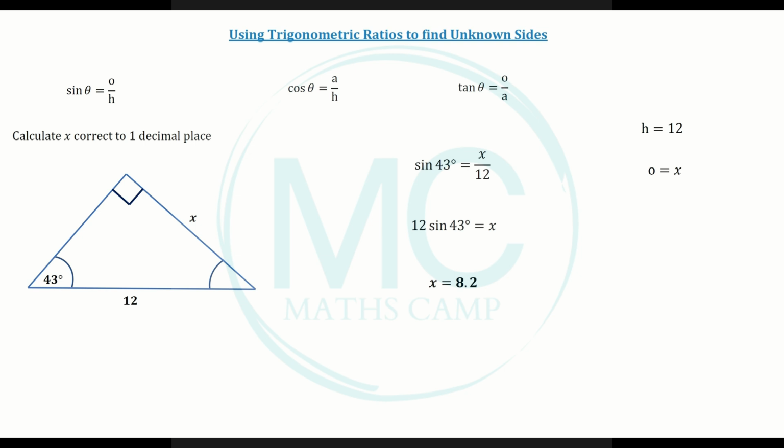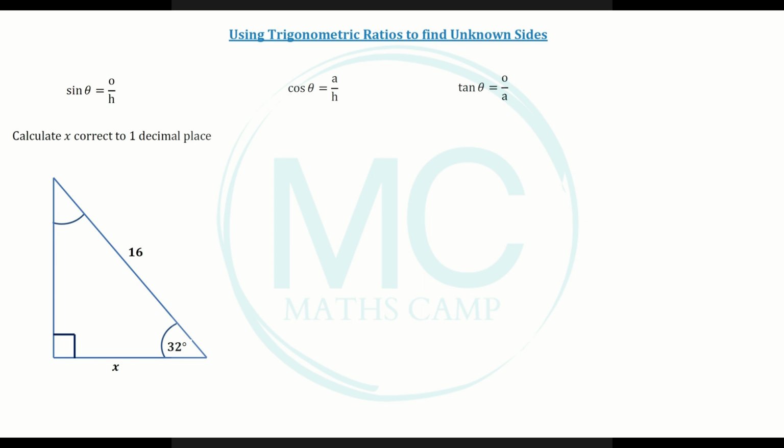Let's do another one. Let's start by drawing a line from the 90-degree angle to the hypotenuse. The hypotenuse has a length of 16 units. So let's make a note of this, and we can say h is equal to 16.